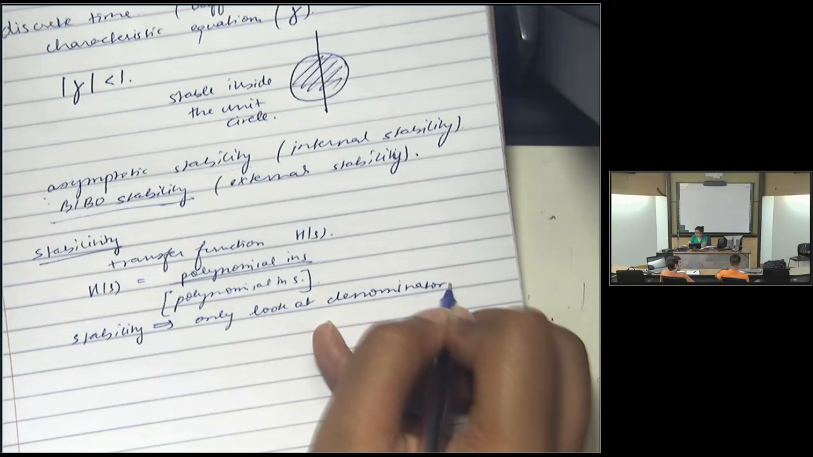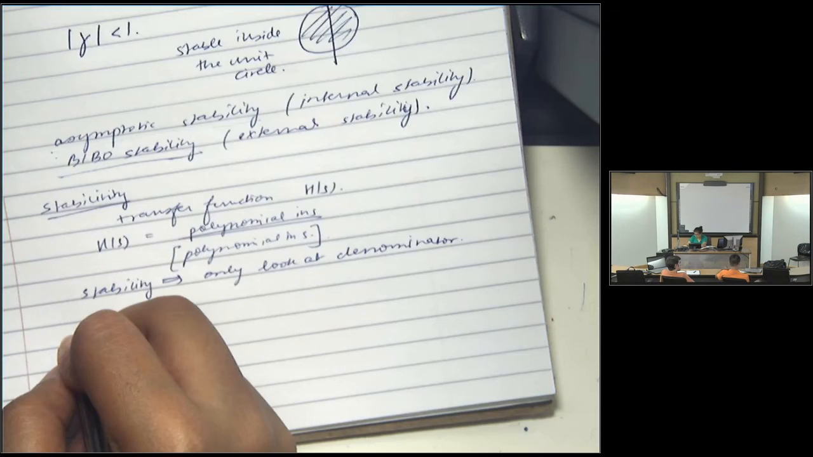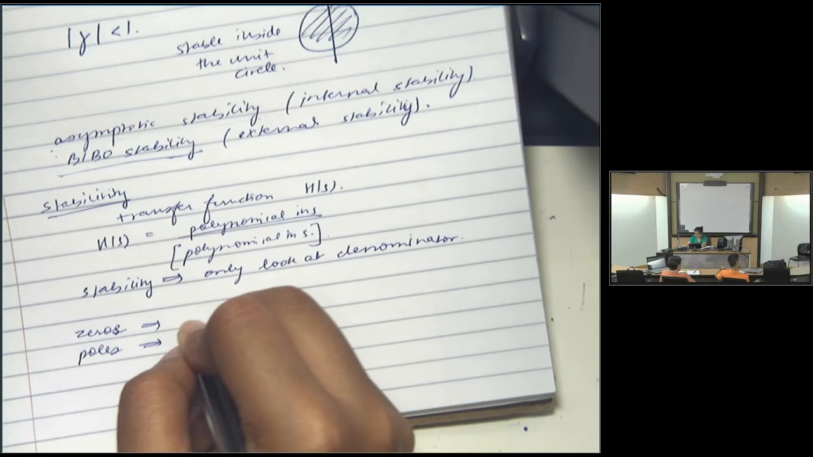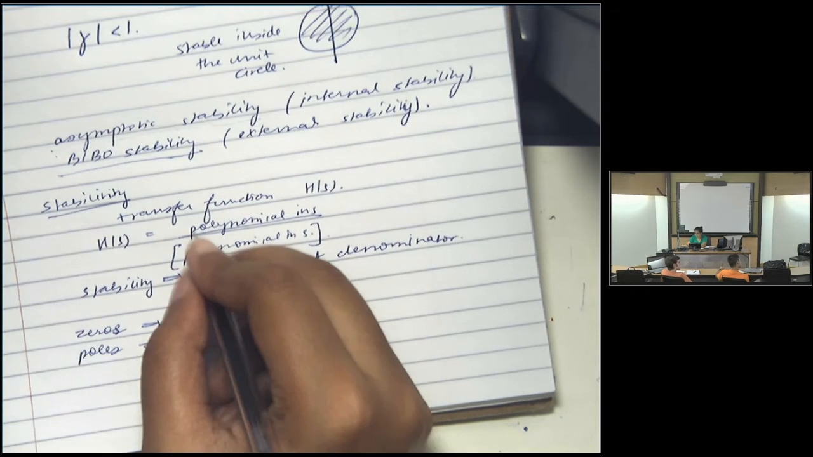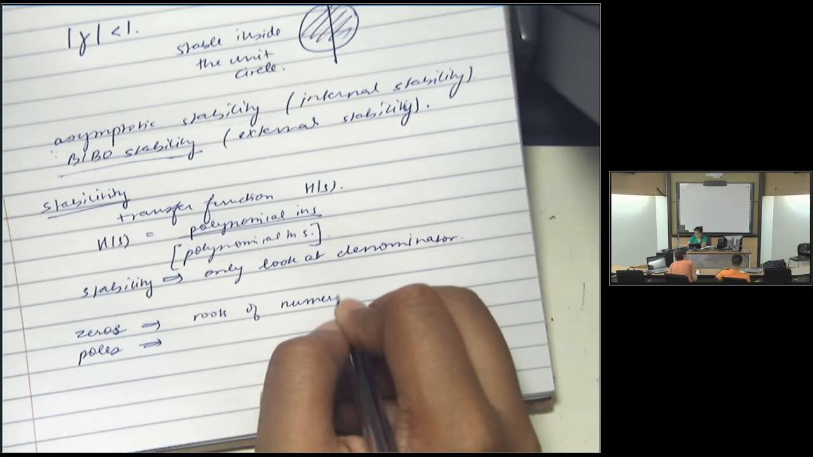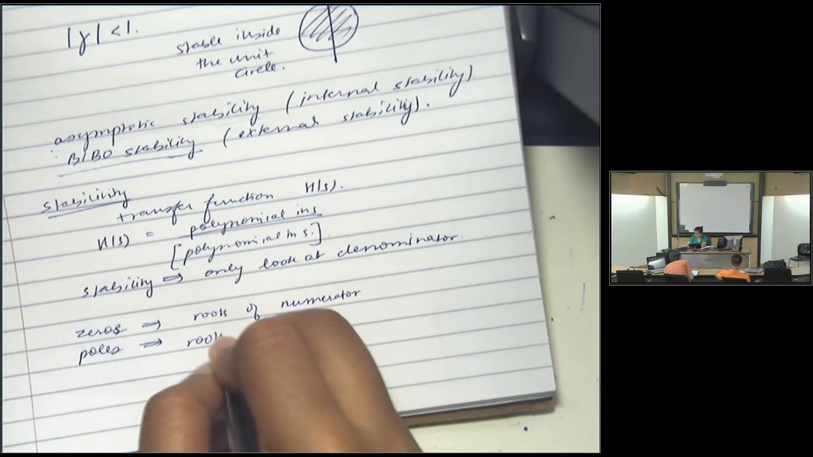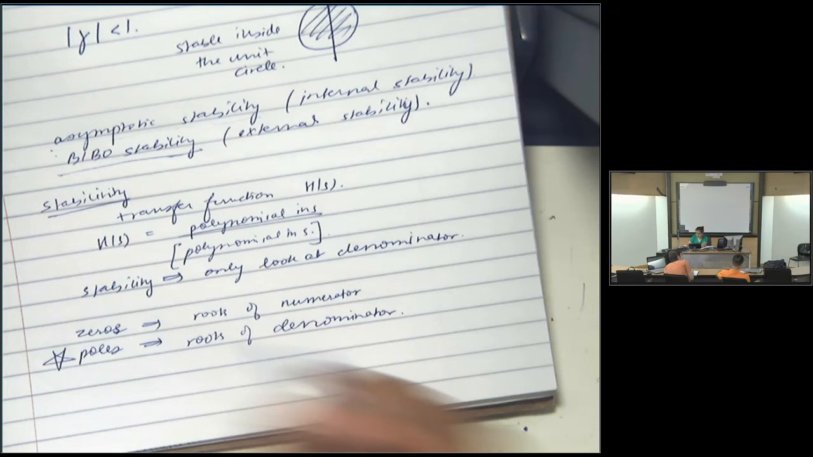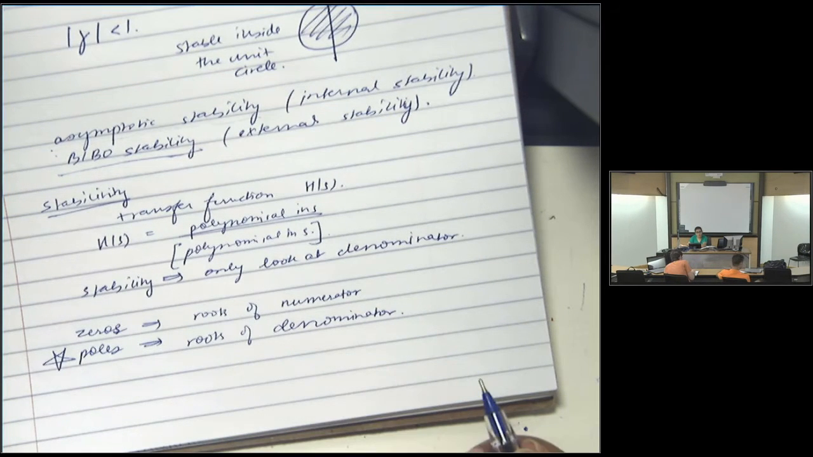Another term that you need to be clear with are zeros and poles. Zeros are the roots of my numerator, and poles are the roots of the denominator. So for stability, we are only concerned with poles and not with zeros.